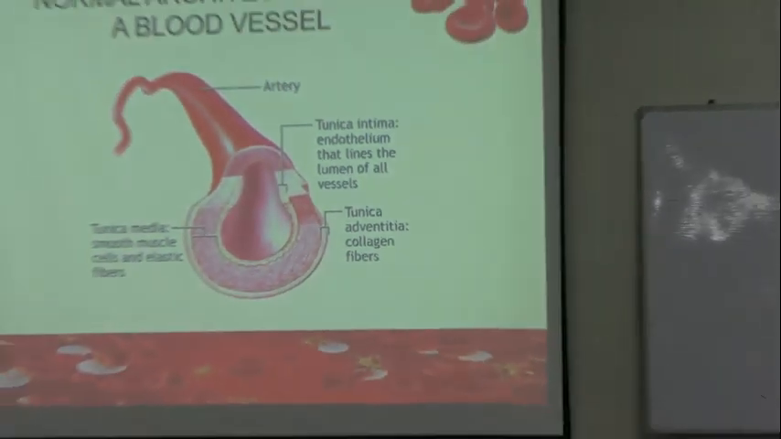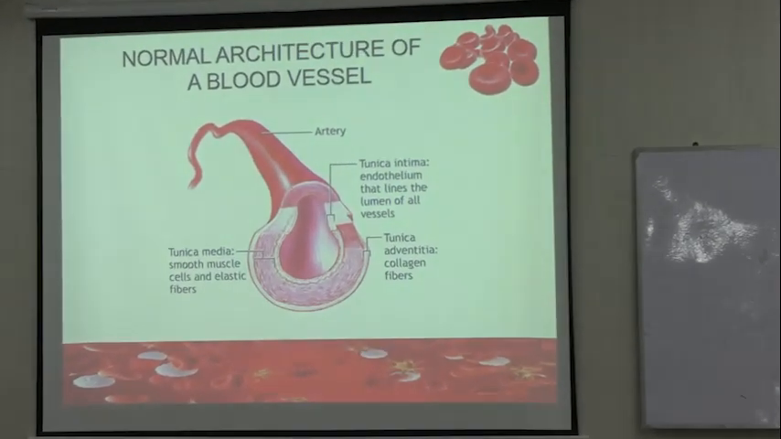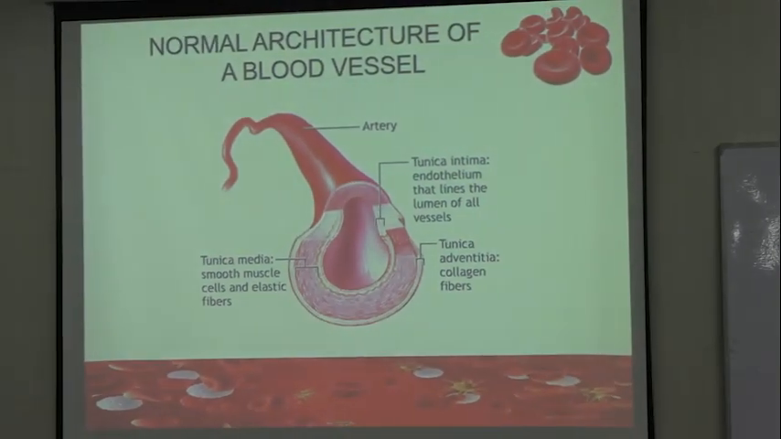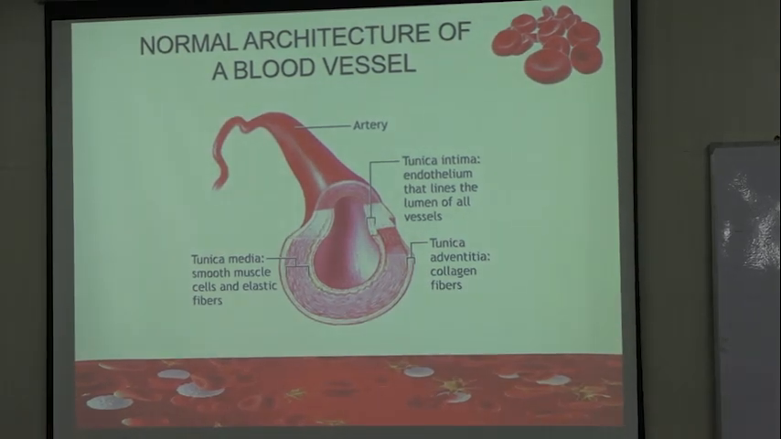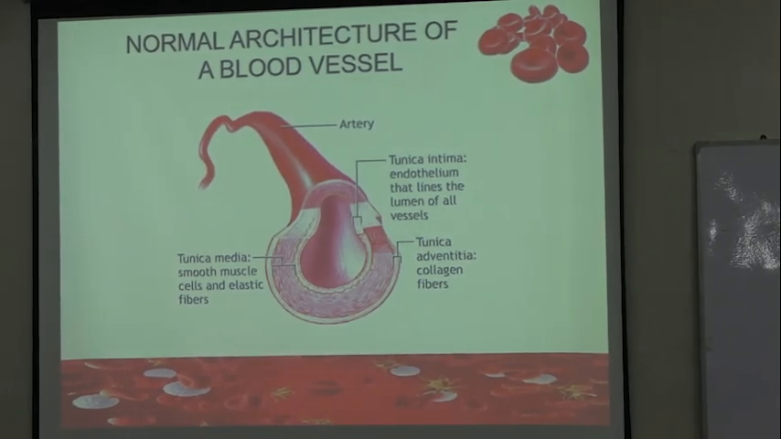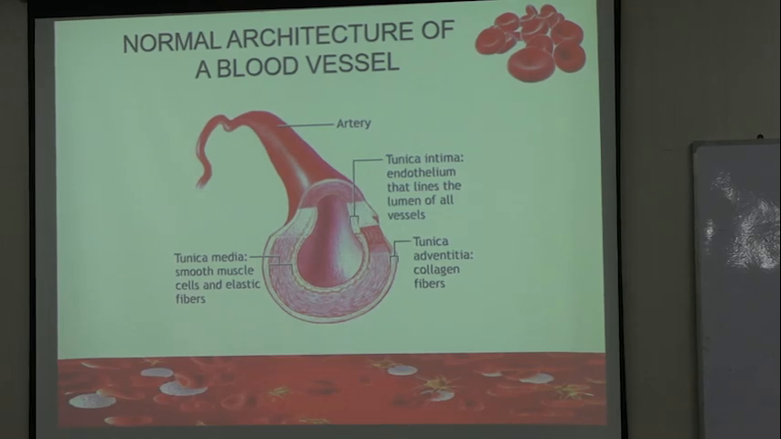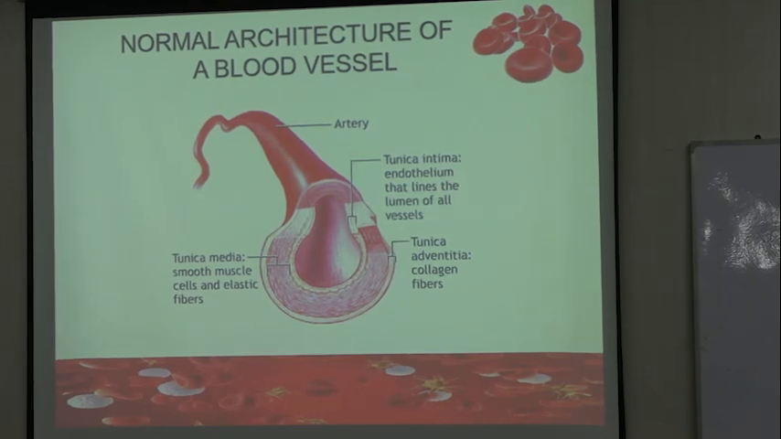See, this is the blood vessel. We will get 3 layers. The outermost layer is tunica adventitia. And the middle layer is the muscular layer, the smooth muscle layer, circularly arranged.